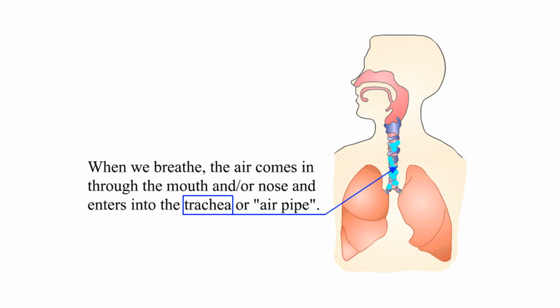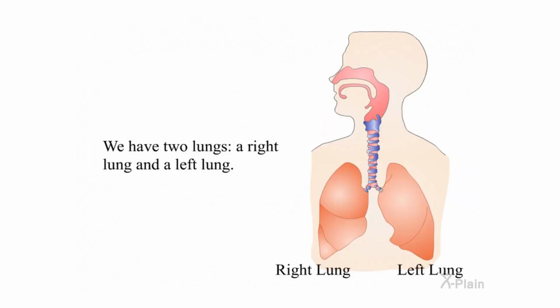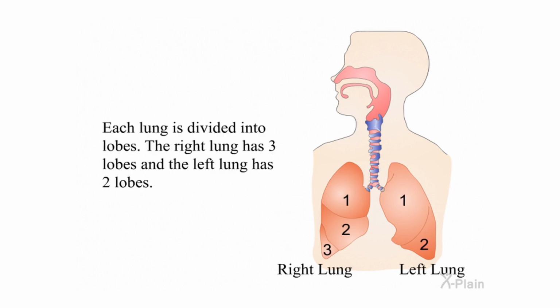When we breathe, the air comes in through the mouth and/or nose and enters into the trachea, or air pipe. From there it goes into airways that get smaller and smaller. These airways are called bronchial tubes or bronchioles. We have two lungs, a right lung and a left lung. Each lung is divided into lobes. The right lung has 3 lobes and the left lung has 2 lobes.